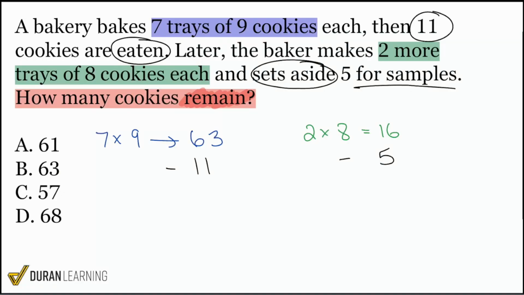So we can do it a couple of different ways, but here the way I'll do it is, again, 63 minus 11, that'll give us 52. And then we have 16 minus 5, which gives us 11. So we add those cookies up from either batch, giving us, again, 63 cookies remaining from this situation.